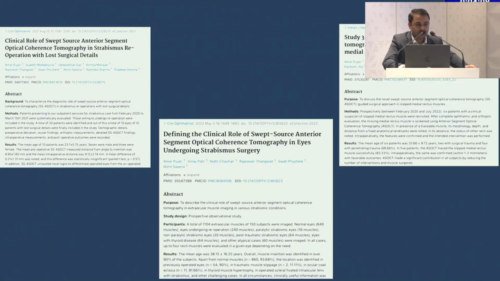These are my initial 3 publications where I studied in detail how AIOS2025 is useful for resurgical planning. The second one was to what extent, in what different conditions we can use it, where I imaged around 1,104 muscle images. The third one was in slipped rectus muscles.